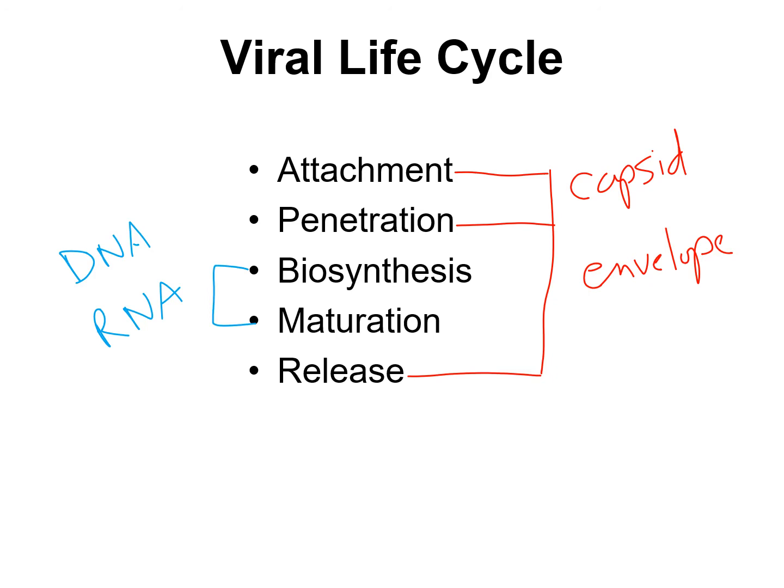So in determining the complete viral life cycle of an animal virus, you need to know what the outer covering is. Is it a capsid or an envelope? And you also need to know what type of genome it has. As long as you know those 2 pieces of information, you can give a full viral life cycle.